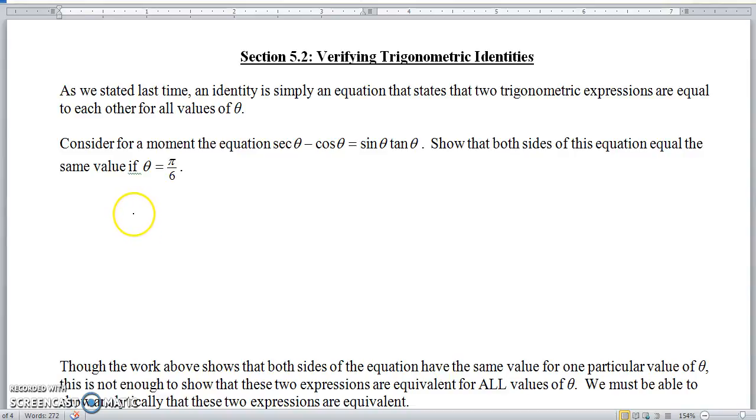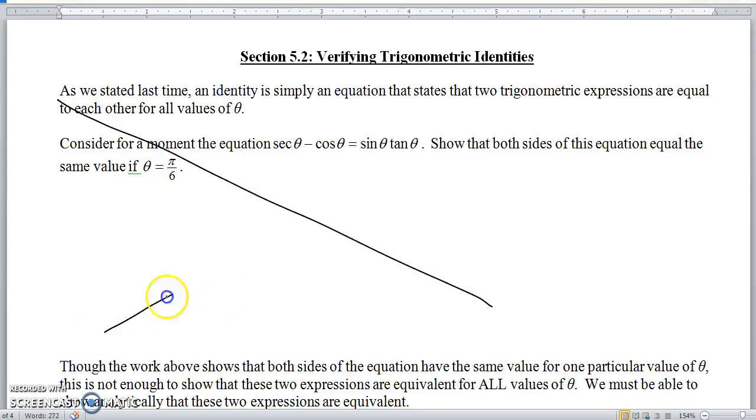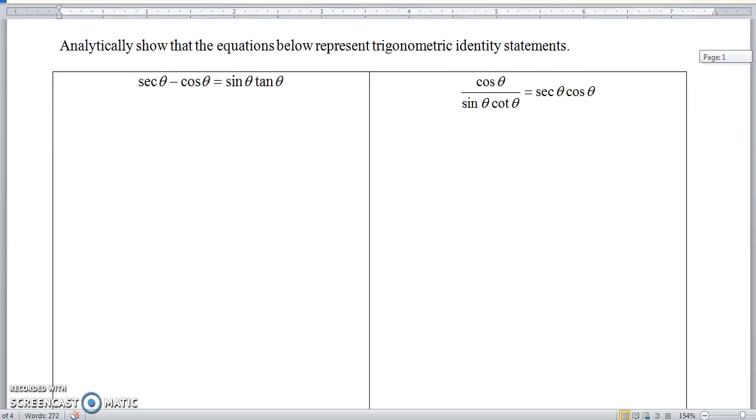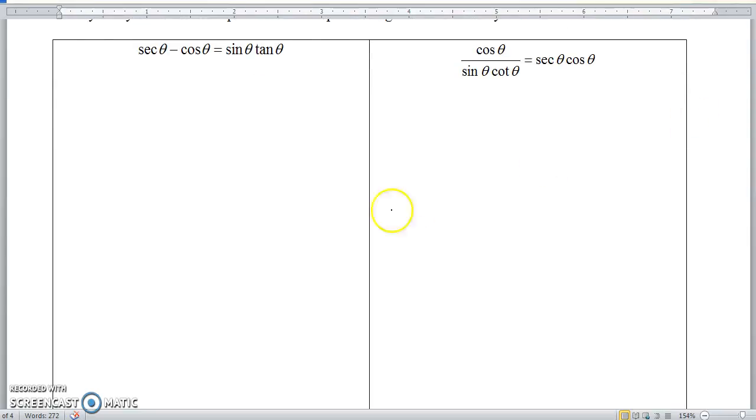Okay, so we're going to start out. We are not going to do this first problem, so just cross it off. We're just going to skip right ahead to verifying trig identities. So this is very similar to what we did last time. The main difference is you know where you're starting and you know where you're ending. Okay, so this is your start, this is your end.